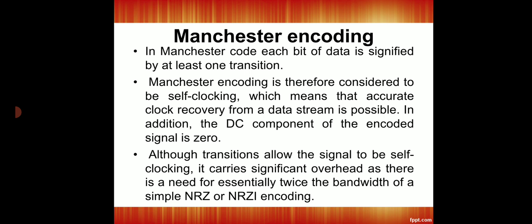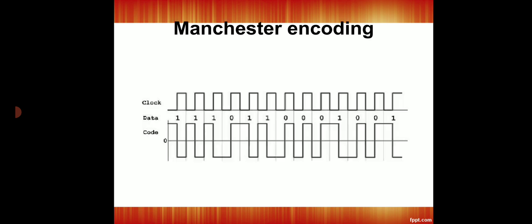In addition to this, the DC component of the encoded signal is 0, so it allows the signal to be self-clocked, but it carries significant overhead, and there is essentially twice the bandwidth compared to NRZ and NRZI encoding. So this is the timing of Manchester encoding.